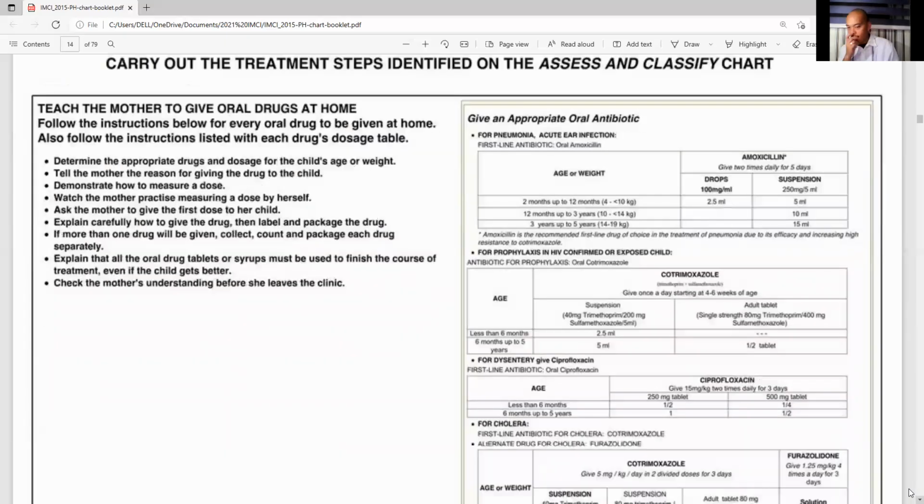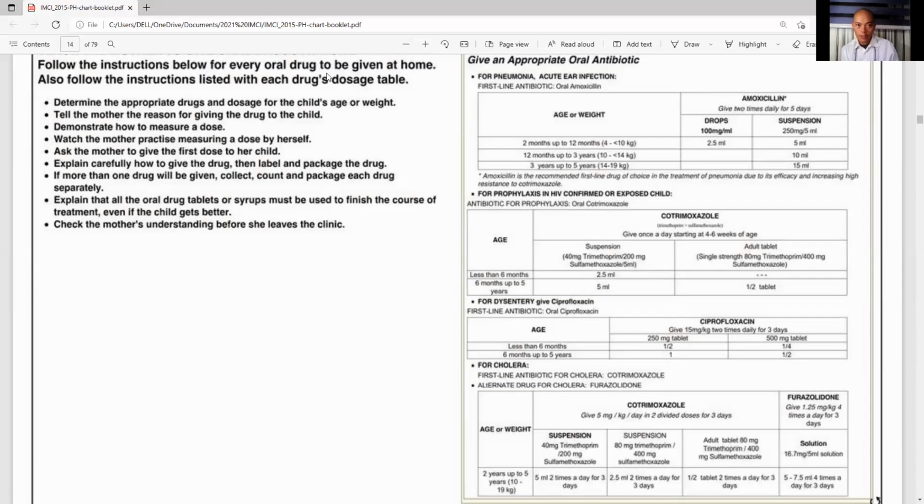Okay, so give oral antibiotics. Do we have this on our list? It is in here already. Okay, this will be given at home. Okay, also follow the instructions listed with each drug dose table. So dito natin titingnan the dosage that we are going to give initially and the dosage that we are going to teach, okay, the mother.